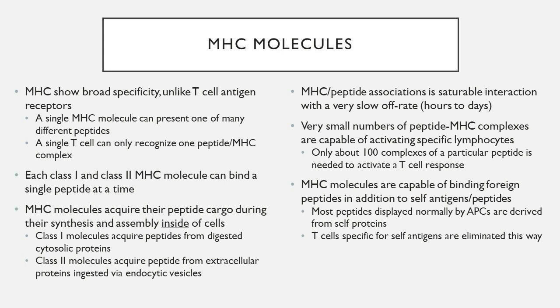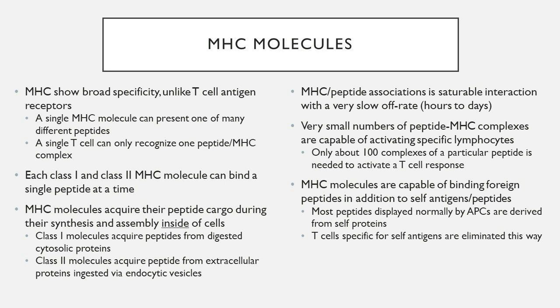In the last part of this chapter, we'll talk about that actual processing, but it in part determines what class molecule gets expressed with a particular peptide. So for instance, class 1 molecules acquire their peptides from digested cytosolic proteins, whereas class 2, I want you to start thinking phagocytes associated with class 2, like macrophages, acquire peptides from extracellular proteins and ingest them via endocytic vesicles.